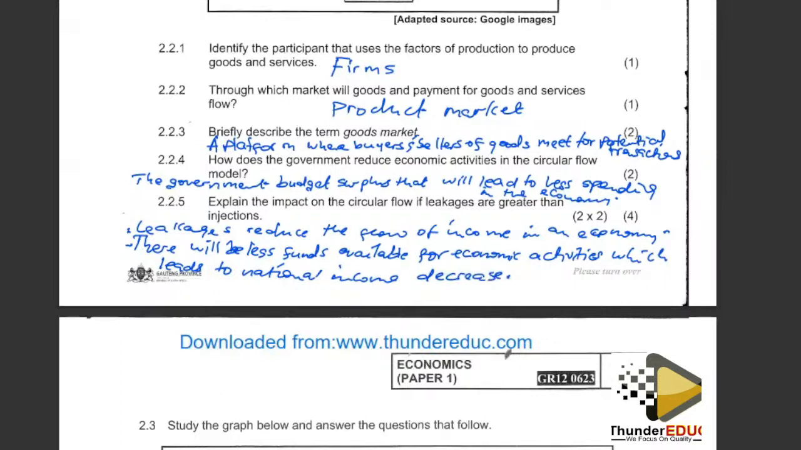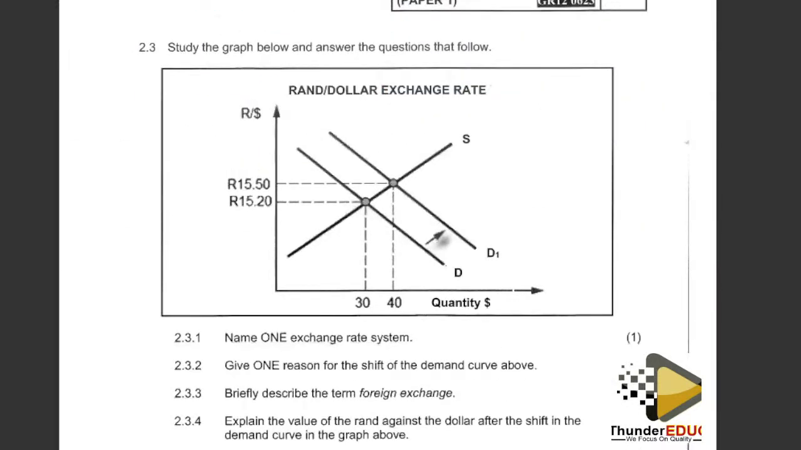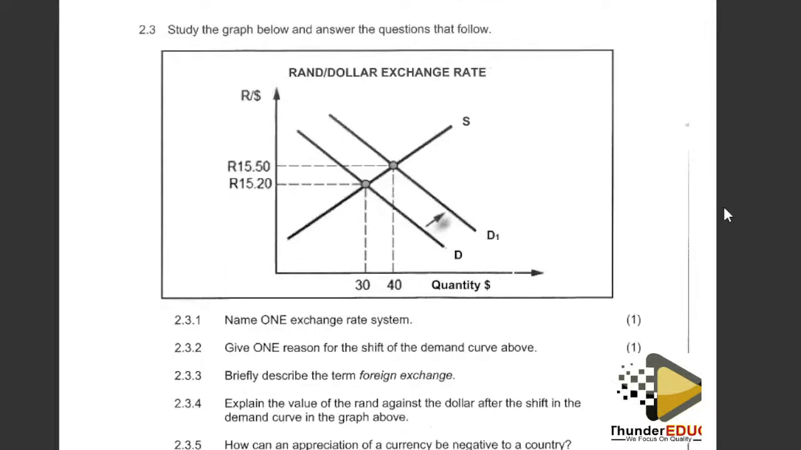Okay, grade 12. So now we are done with 2.2.5. So now let's move on to the next question. And the next question that we are faced with, question 2.3. Oh, so now question 2.3, I love it with all my heart because it addresses the issue of what we call Forex. So study the graph below and answer the questions that follow.